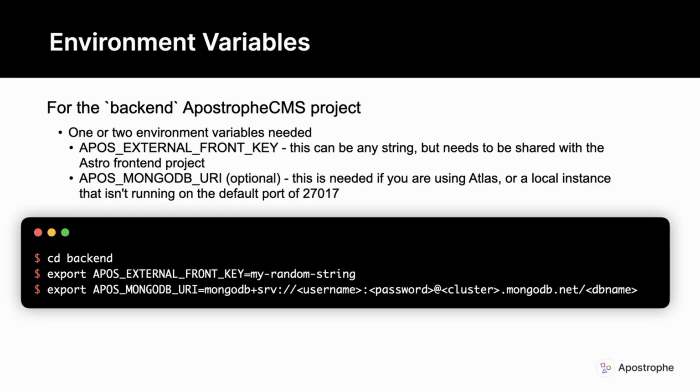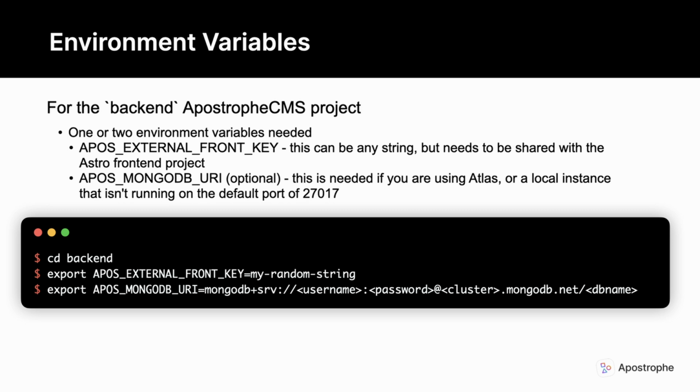For the integration to work, both sides need to share a secret key. This is set through the APOS_EXTERNAL_FRONT_KEY environment variable. So you need to set this for both your front end and your back end. One easy way to do this is to export it. Adding this key will keep your content secure while allowing the two servers to communicate.